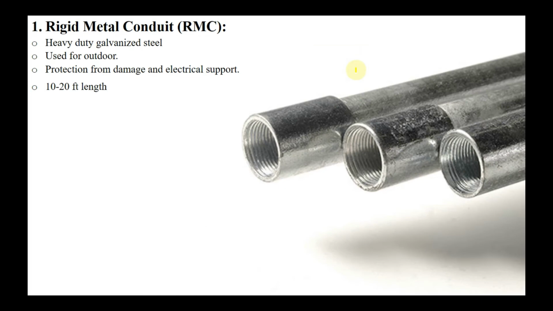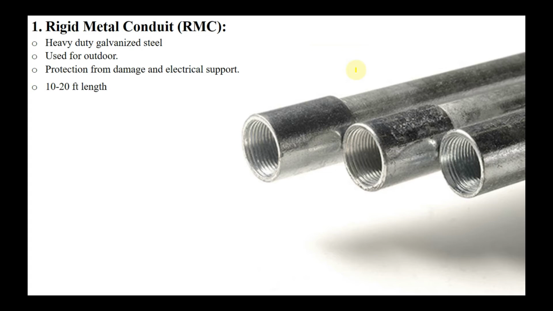The first one is rigid metal conduit, known as RMC, and RGS is also the same thing. Basically it is made of heavy duty galvanized steel. It is used for outdoor, and provides protection from damage and electrical support.